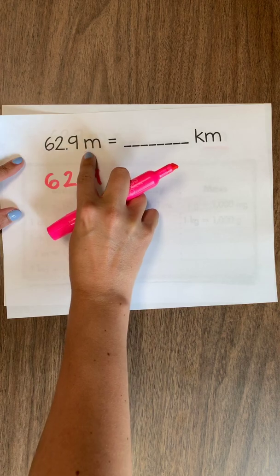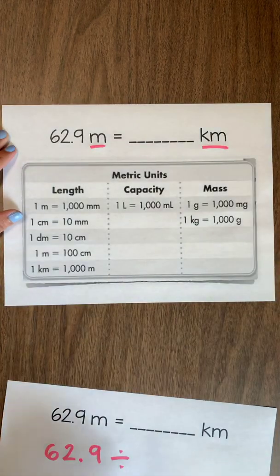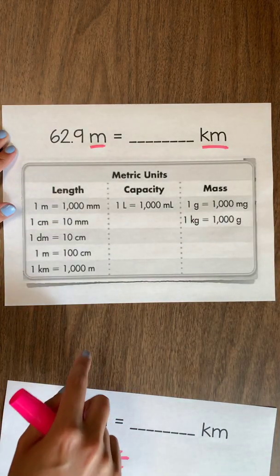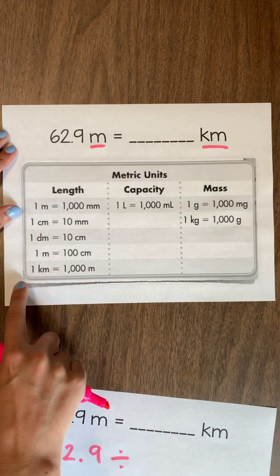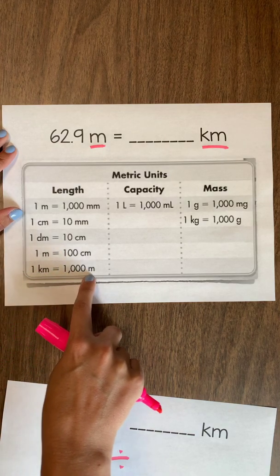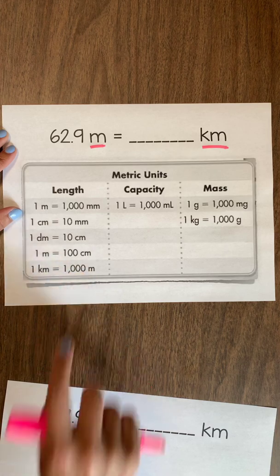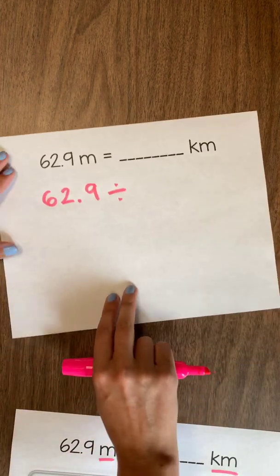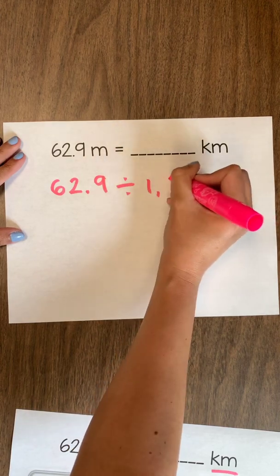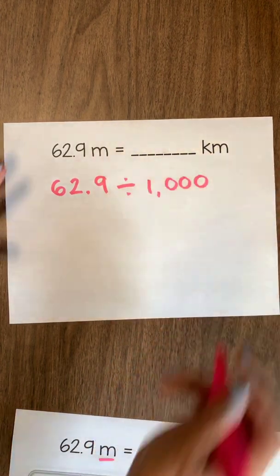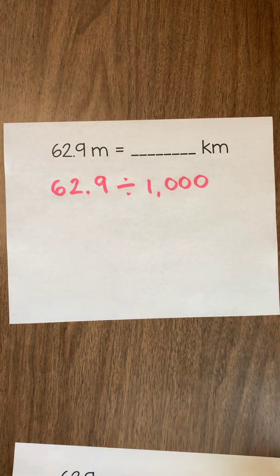We're going to find the one that deals with meters and kilometers. So if I look at my chart, I can see that that is right here. 1 kilometer is equal to 1,000 meters. So we are going to divide by 1,000. So I can go ahead and write my division, finish that off. And now, because it's a large division problem, I can just use my zeros trick.